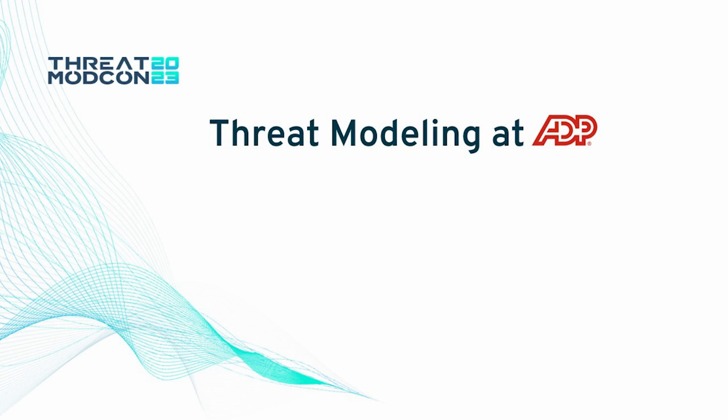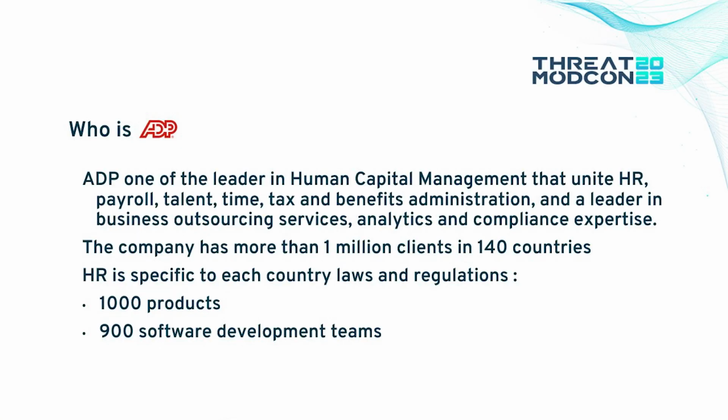So the threat modeling, it's ADP, the company I'm working for. ADP, in brief, is one of the leaders in human capital management. It consists of payroll, talent, and so on. And in the United States, it's also a financial institution. The company has more than 1 million clients in 140 countries. And something which is important to stress is the fact that HR is completely specific to every country, laws and regulations. And this is why we have 1,000 products and 900 software development teams all around the world.